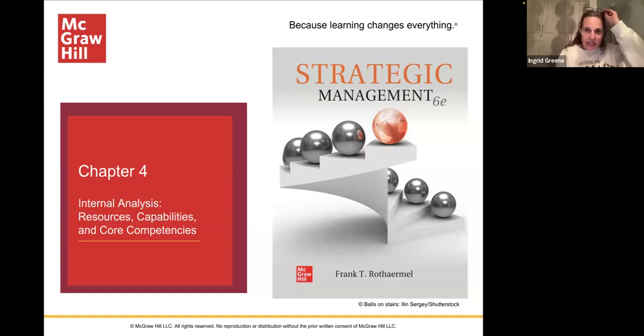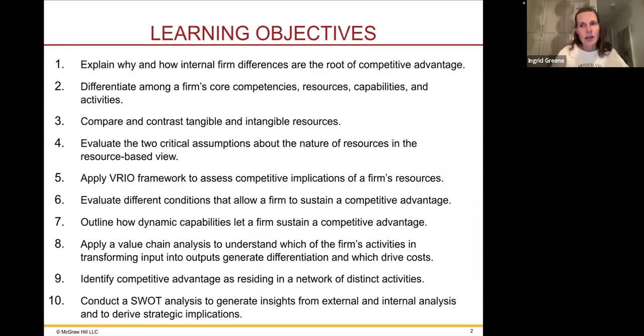Competencies. I'm excited to deep dive into this because we've been talking a lot about external analyses and industry analyses and what's going on in the environment, and we'll continue to consider this. We really want to talk now about what's happening within the firm, and focus on what exactly the core competencies are, what the definition is, and how a company can identify them.